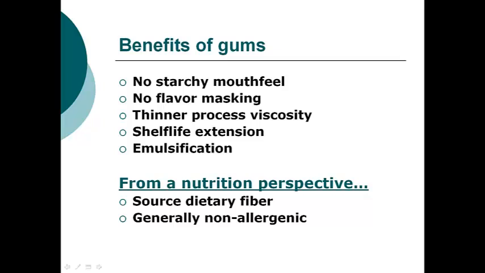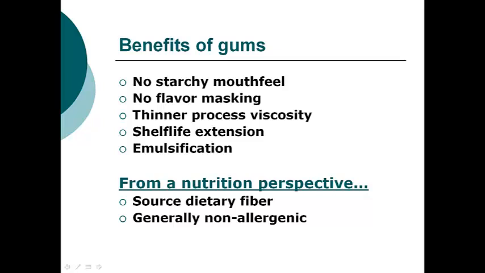What are the benefits of using gums rather than alternative ingredients? The alternative to gums typically is starch. A major benefit is the lack of a starchy mouthfeel, while retaining the ability to thicken a product. Starch is also well known for flavor masking. When gums are substituted, you get better flavor release. That is due in part to the lower levels of use.